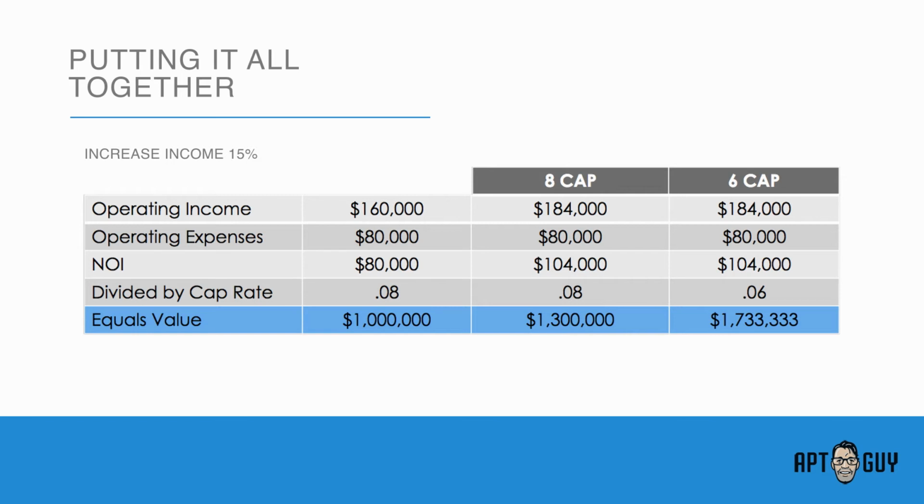If you use your two different cap rates in these examples, take your $104,000 in NOI divided by an 8 cap, that's a new value of $1.3 million. If, again, more appropriately in today's market, you use a 6 cap, you end up with $1.73 million. Massive difference, because remember, you only paid $1 million for this property.